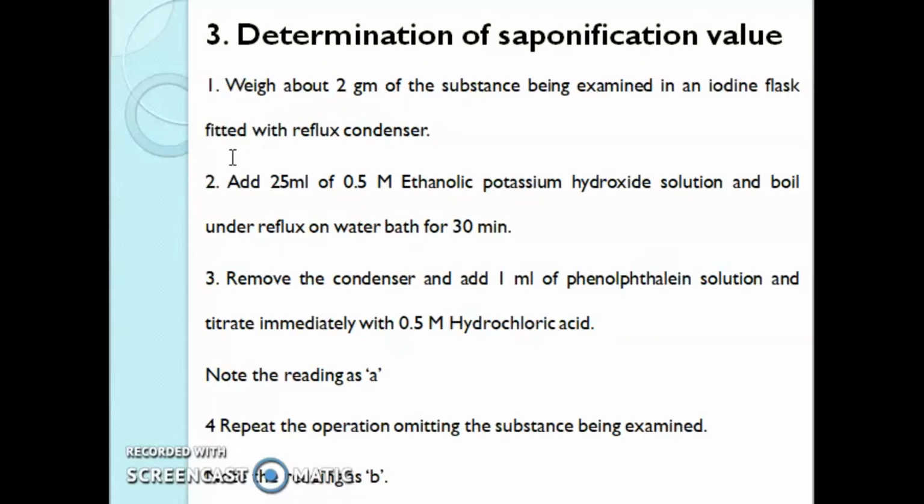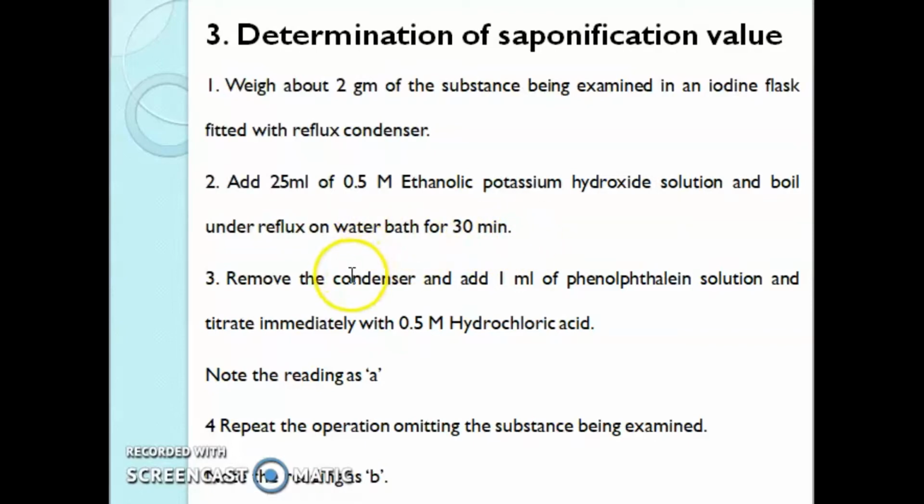Now we will see the procedure for determination of saponification value. For this, weigh about 2 gram of the substance to be examined in an iodine flask fitted with a reflux condenser. You can take that sample in a round bottom flask also. Here we are going to use Arachis oil for our practical. Next, you have to add 25 ml of 0.5 molar ethanolic potassium hydroxide solution and then boil that solution under reflux on a water bath for 30 minutes.